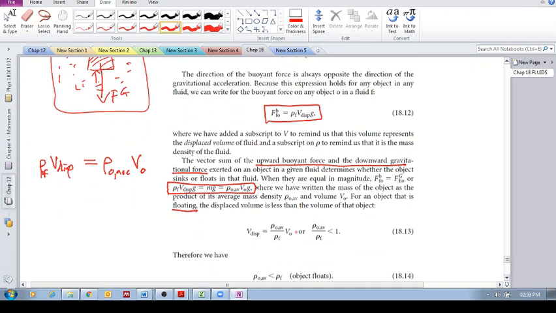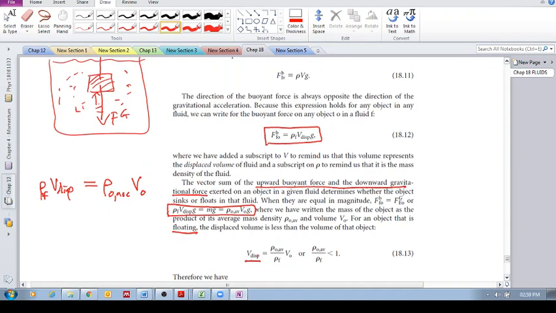Now let's look at this equation over here. All we've done is rearrange the terms. So we've got the displaced volume equals the ratio of the density of the object to the density of the fluid, multiplied by the object's volume. So the displaced volume is the density of the object divided by the density of the fluid, multiplied by the volume of the object.